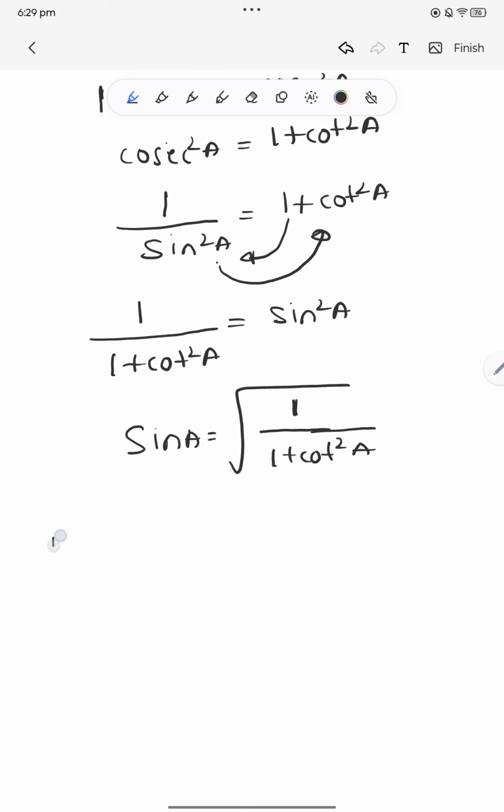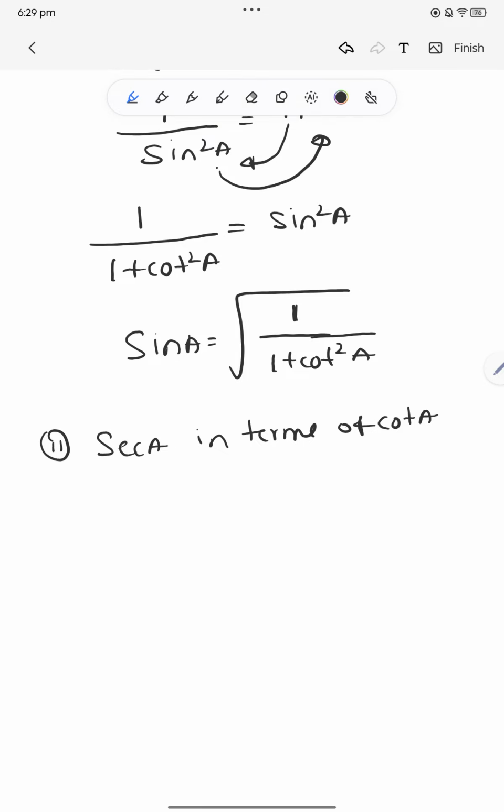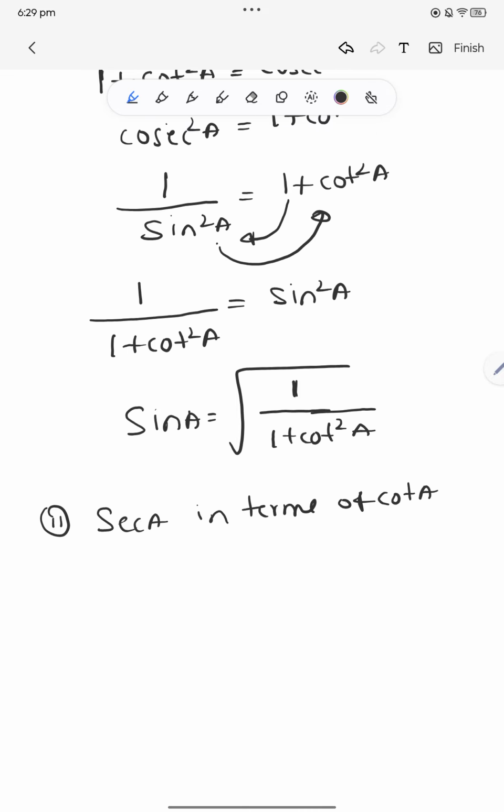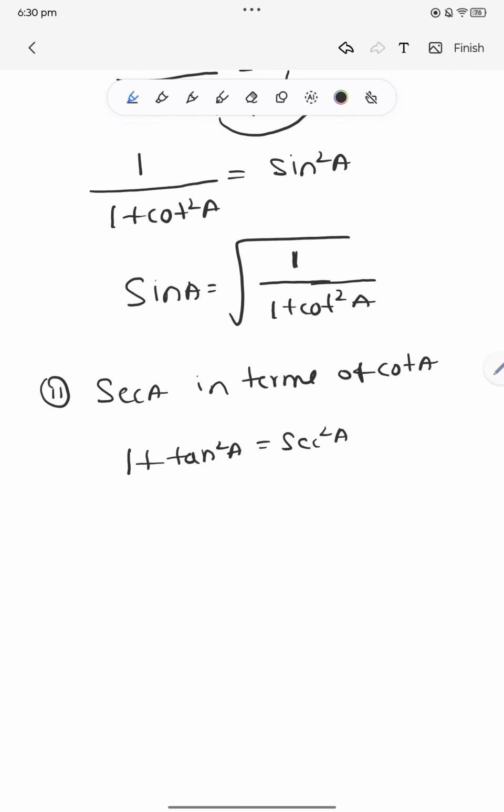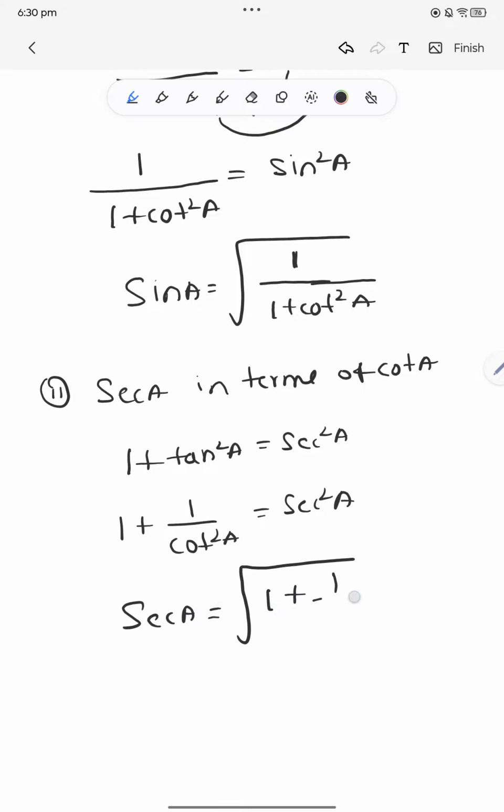Second one, secant A in terms of cot A. So we have the second formula: 1 plus tan square A is equal to secant square A. From this we want secant. We know the reciprocal of tan is cot, so 1 plus 1 by cot square A is equal to secant square A. We want secant only, so secant A is equal to square root of 1 plus 1 by cot square A.